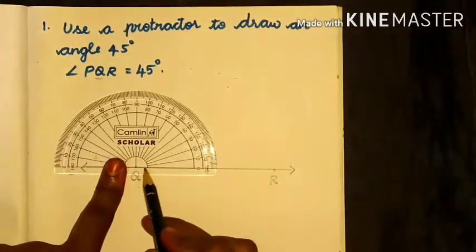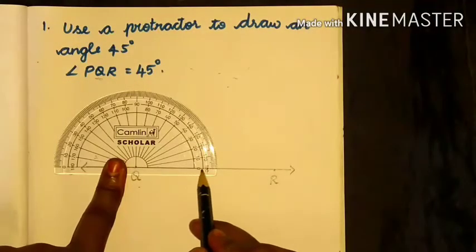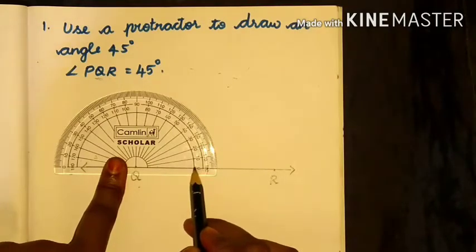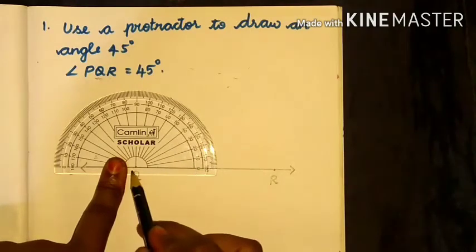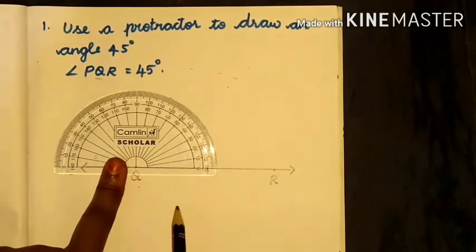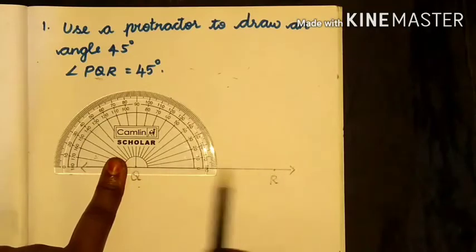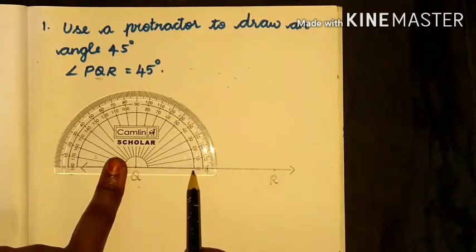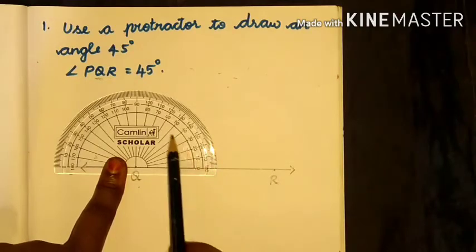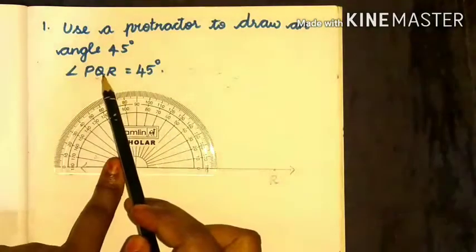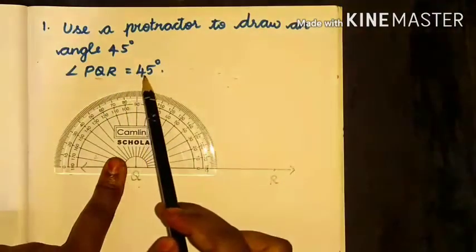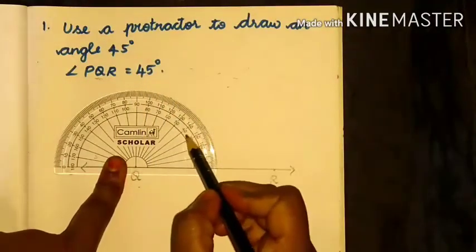Then here the 0 degree line lies on the inner scale. So you have to mark degrees on the inner scale. Students, do you understand now? Here ray QR lies on the 0 degree of the inner scale. So you have to mark degrees on the inner scale. Angle PQR equals 45 degrees.